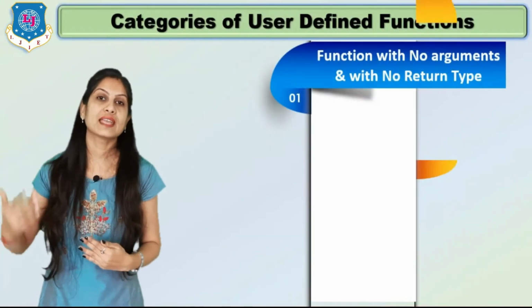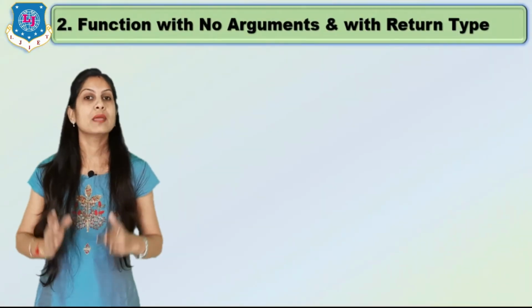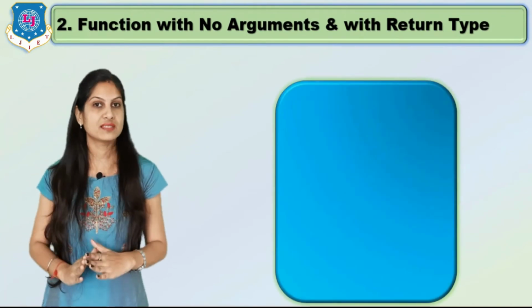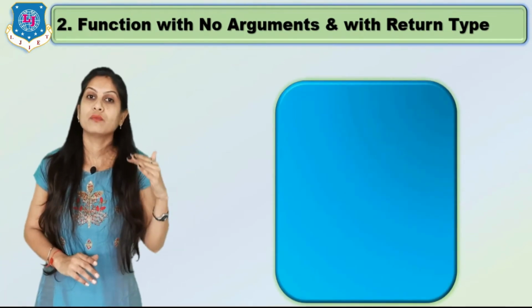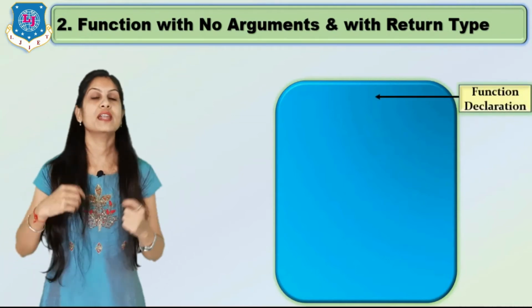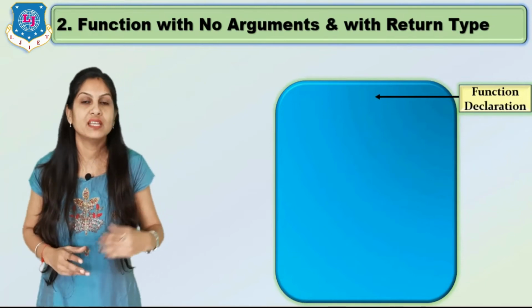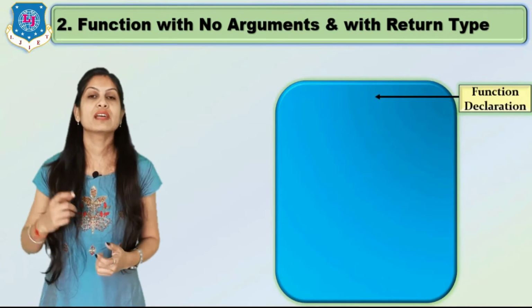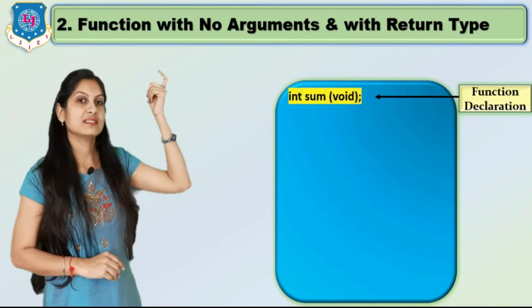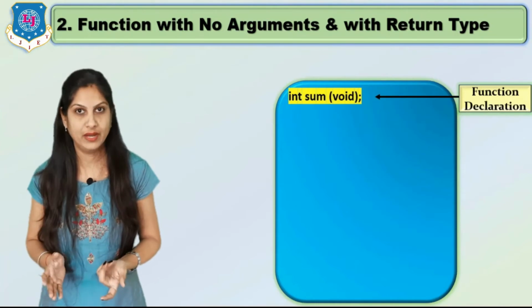Clear? Now move to the second category, that is no argument but with return type. The same program we can write in a different way. The concept is the same, only the word is changed: from no return type we have to return a value. So here, instead of void, we have to change it. The final answer of addition of two numbers will be integer, float, anything. Here our answer is an integer, so the return type is int, then the function name is the same, sum, and the brackets are empty because there is no argument. Clear?